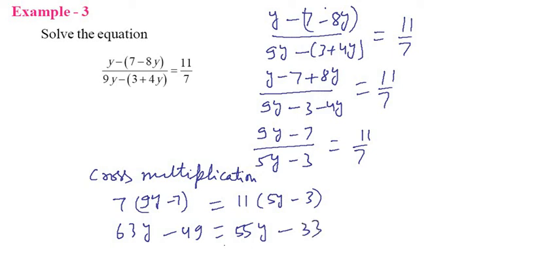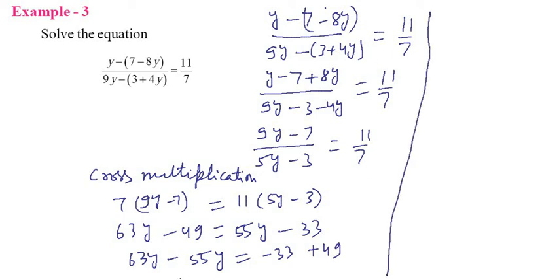are 33. Now here 63 of y minus 55. 55 transfers to the left hand side, it becomes minus, and here is minus 33, and it will be plus 49. So let us do here 63 minus 55. What is 13 minus 5? That is 8.